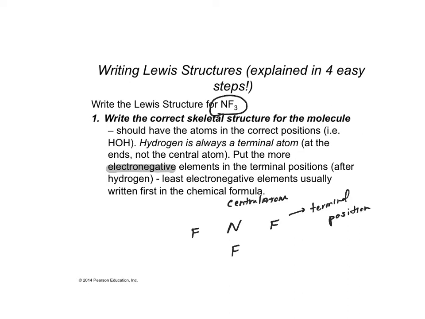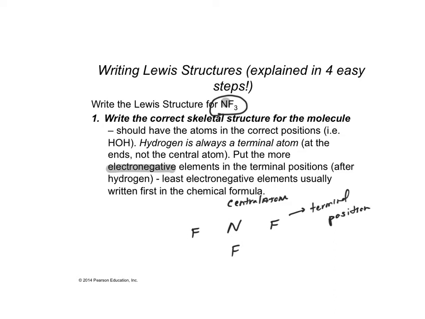Another good, helpful little hint is whatever comes first in the chemical structure. Who comes first in this chemical structure? Nitrogen. Usually that's the least electronegative element. So whatever comes first is usually going to be in our center spot, and then everything else is going to be terminal to it. Okay, so step number 1, correct skeletal structure.